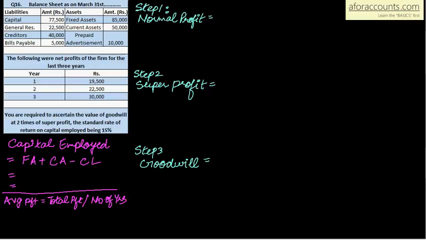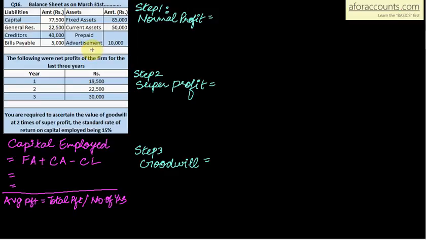Next question. Balance sheet is given. Liability side: capital, general reserve, creditors and bills payable. Asset side: fixed assets, current assets and prepaid advertisement. Okay. So why is the balance sheet given? To find out the capital employed. So let's find out the capital employed first.